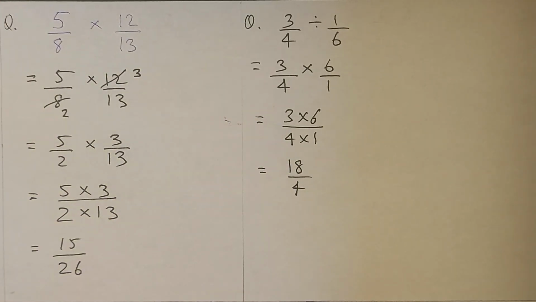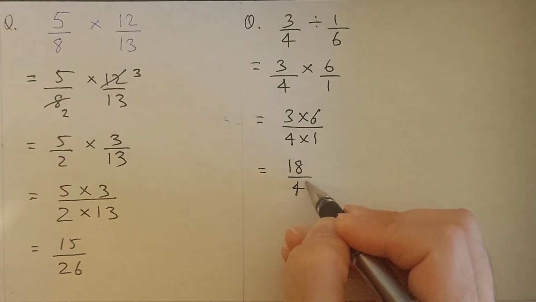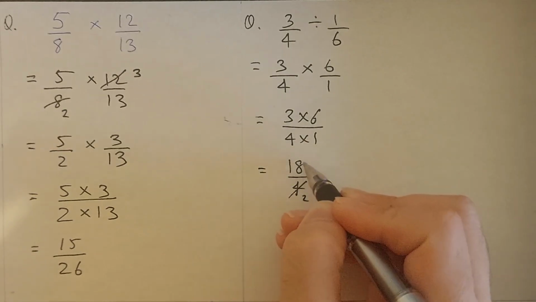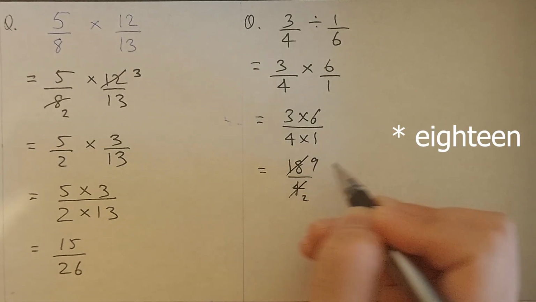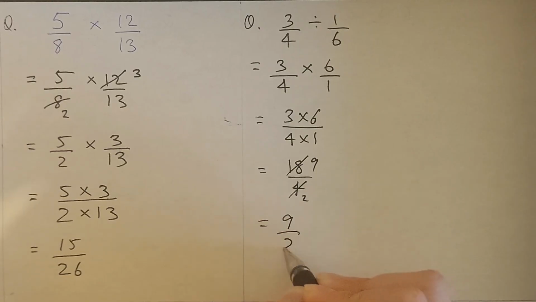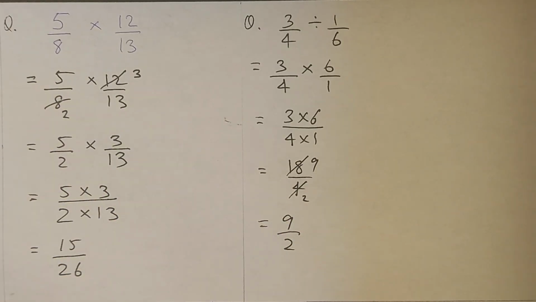Can this be simplified? Yes, they are both multiples of 2. 4 divided by 2 is 2. 18 divided by 2 is 9. Now, since this is an improper fraction, we need to convert this into a mixed number.